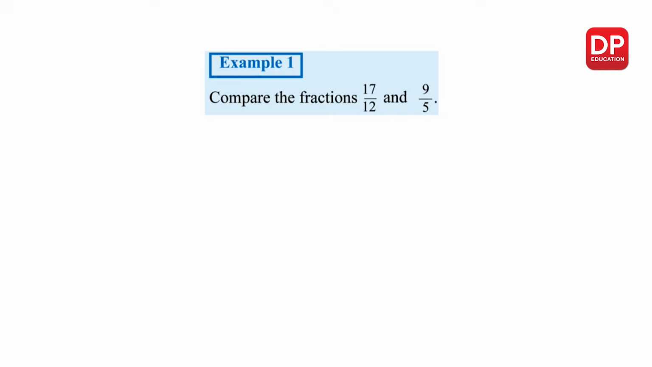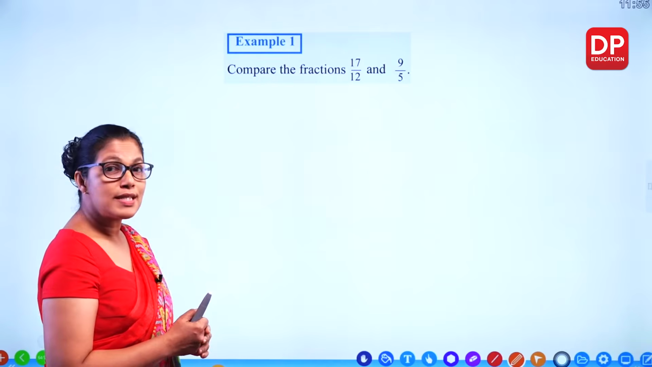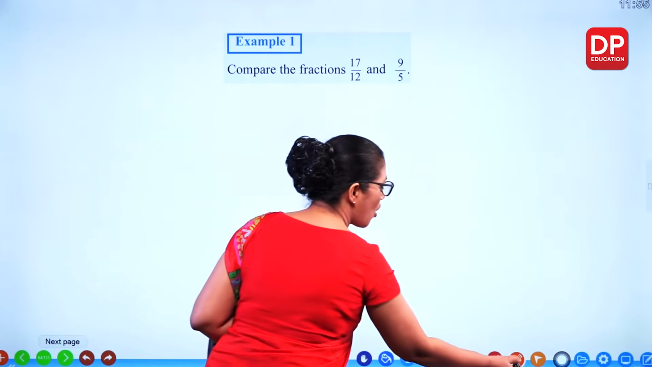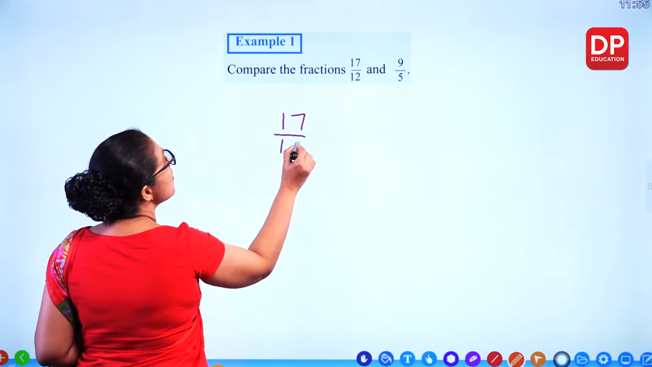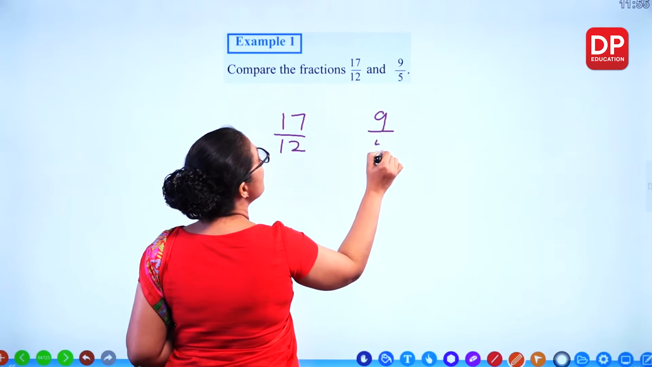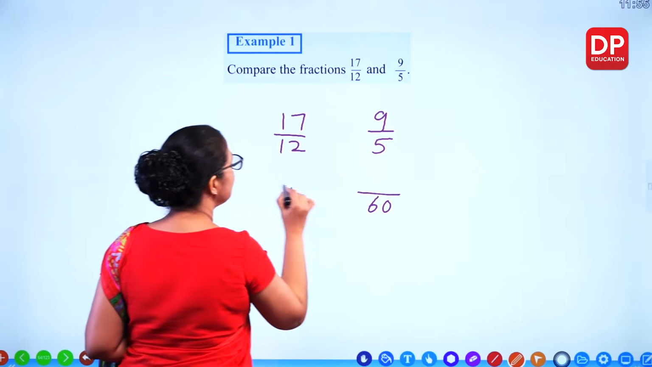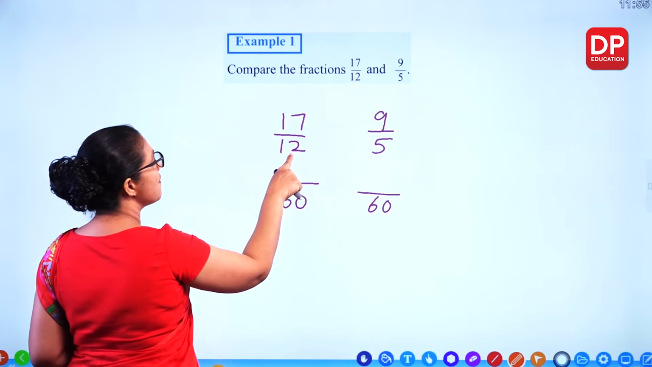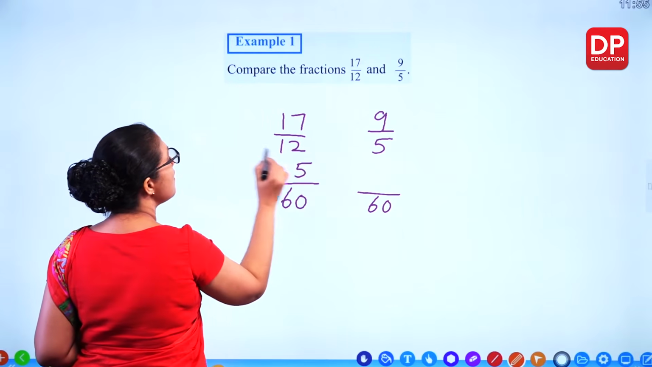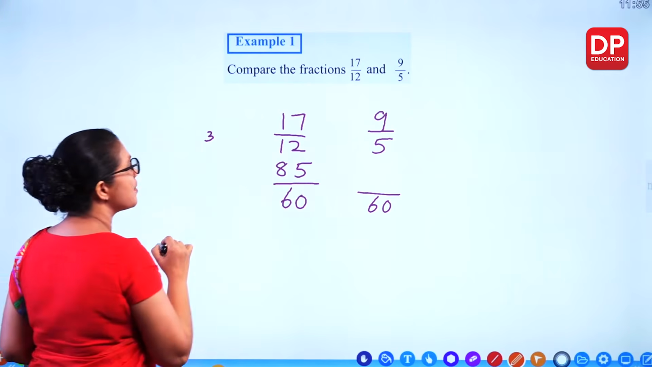Example 1, compare the fractions 17 over 12 and 9 over 5. Those are improper fractions, so we can convert to the same denominator. So what's the common denominator? 17 and 12 and 9 and 5. We can convert to the denominator 60. That's the common one. So this one you have to multiply by 5. 5 times 7, 35, 3 remaining. 5 times 1, 5 plus 3, 8.